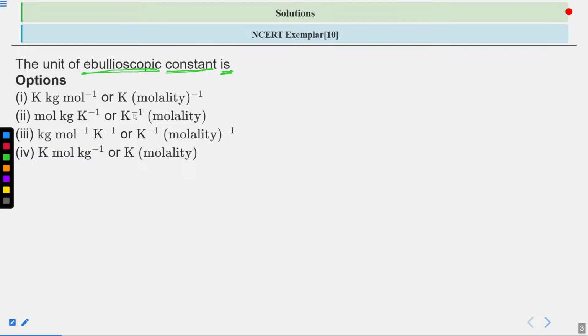Now you have to identify the unit of that constant, and the options given are: first one, Kelvin kg mole inverse or Kelvin molality inverse; second, mole kg Kelvin inverse or Kelvin inverse molality; third, kg mole inverse Kelvin inverse or Kelvin inverse molality inverse; or fourth, Kelvin mole kg inverse or Kelvin molality. Okay, so these are the four options given. So you have to select the one which is the correct unit of this constant.